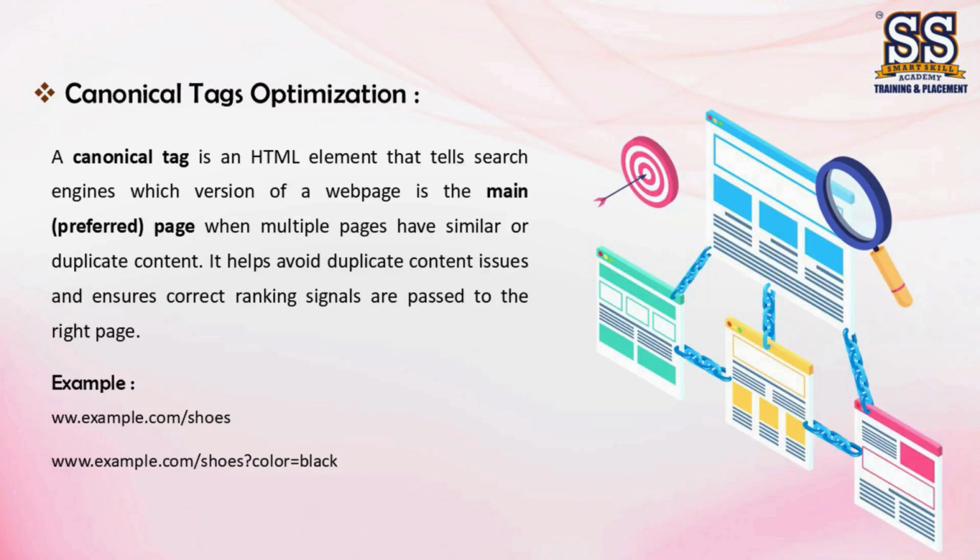We are diving into a crucial element of technical SEO, canonical tags optimization. Think of a canonical tag as a clear instruction for search engines. It's an HTML element that identifies which version of a web page is the main, or preferred, page. This is vital because, in the eyes of a crawler, two slightly different URLs can look like the exact same content.